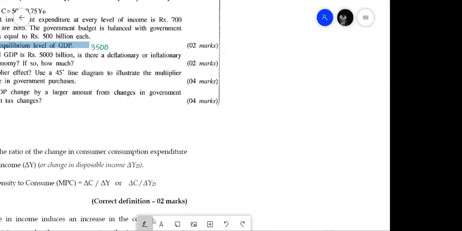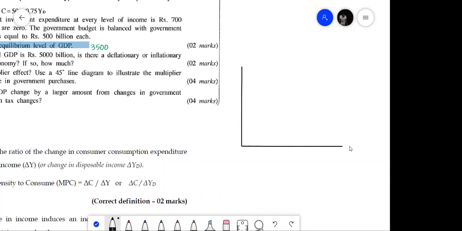Okay, very simple terms, guys. You draw a diagram. You have government purchase. Okay, so this is your E curve. Let's say this is your bad diagram.